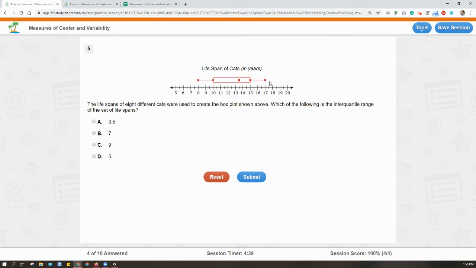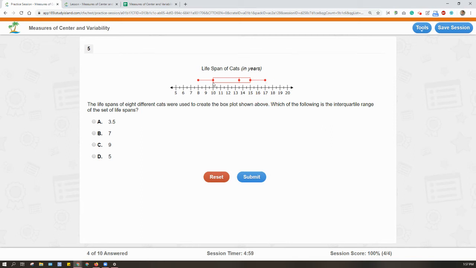If you need a little help interpreting the box plot, here's another quick little explanation about how a box plot works. The far end is the minimum value in the data set. So the smallest number is 8. So the smallest lifespan they had was 8. On the right side, that's the maximum value. So the largest lifespan they had was 17.